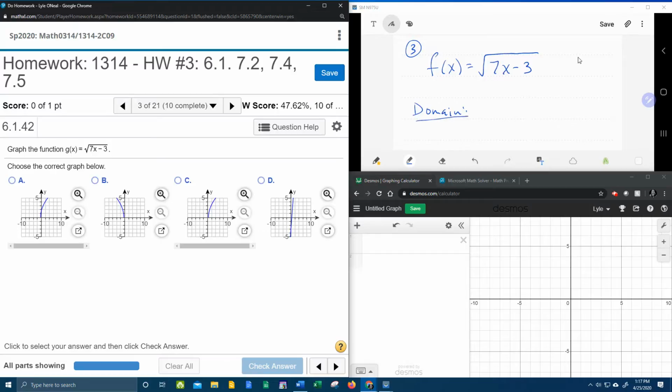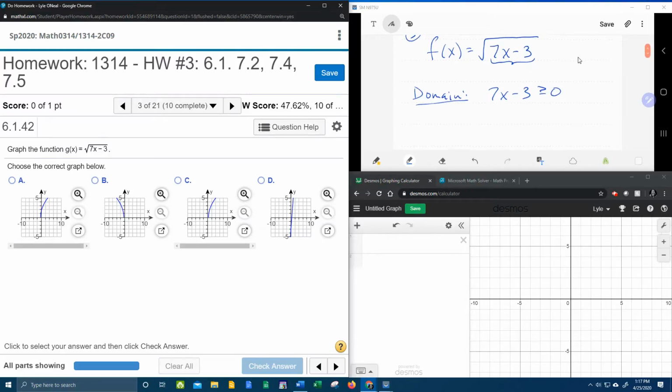Now, it doesn't ask for the domain, but the reason I need it is so that I can know where to look for x's that are going to work when I plug them into this function. So to find the domain, you always set the radicand, which is the stuff under the radical, greater than or equal to 0, and then we're going to solve for x.